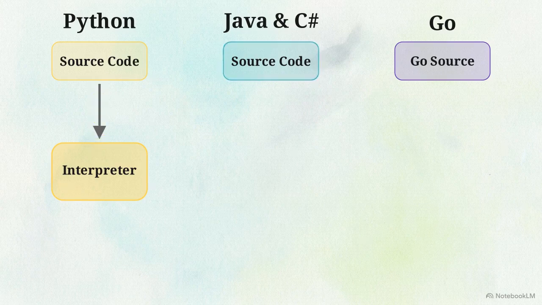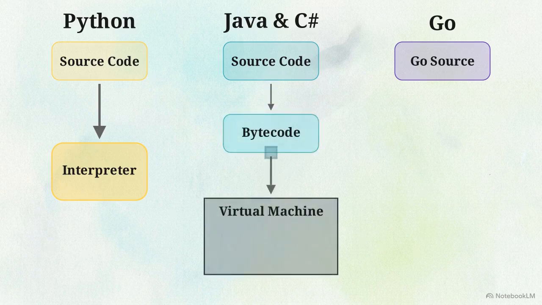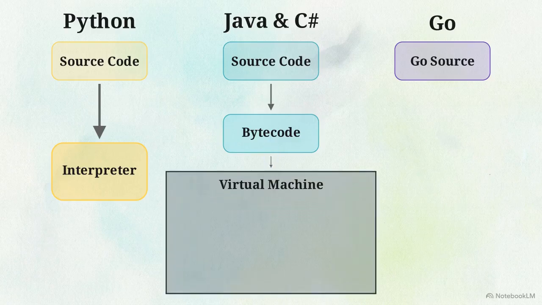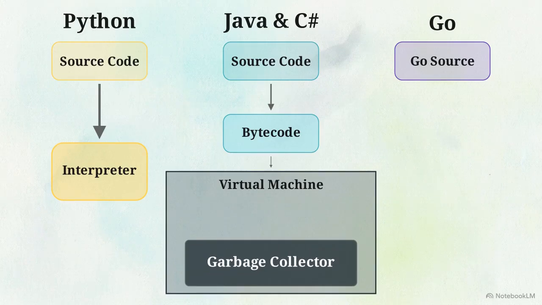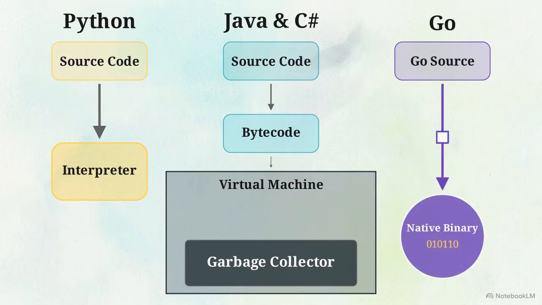Their source code compiles into an intermediate bytecode, which is then executed inside a virtual machine. That virtual machine comes with a heavy cost. It requires a massive, constantly running environment to manage memory and clean up unused data via a garbage collector. This eats up server memory even when the program is completely idle. Go bypasses the virtual machine. It compiles directly into a single, standalone native binary of ones and zeros, exactly like C or Rust.